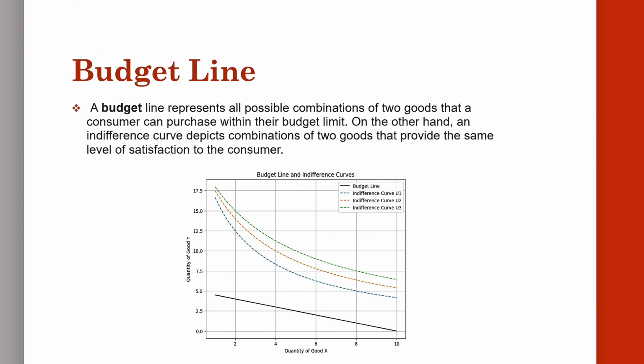A budget line, meanwhile, shows what combinations of goods a consumer can afford given their income and the prices of the goods. It's the economic boundary of choice. Where those two intersect, where an indifference curve just touches the budget line, is where the consumer reaches equilibrium. That's the optimal mix of goods they can afford and enjoy the most.